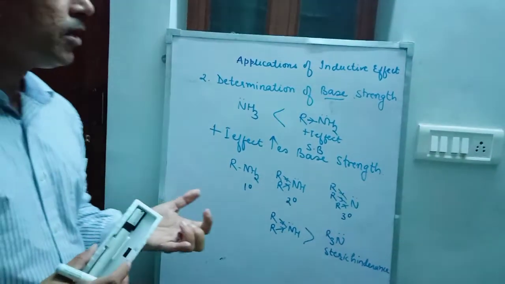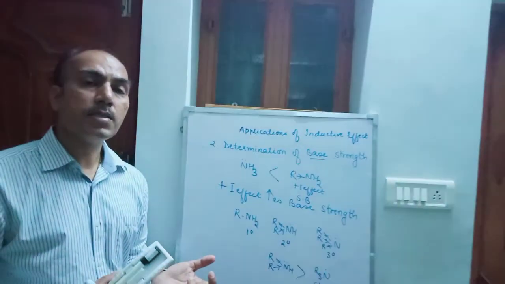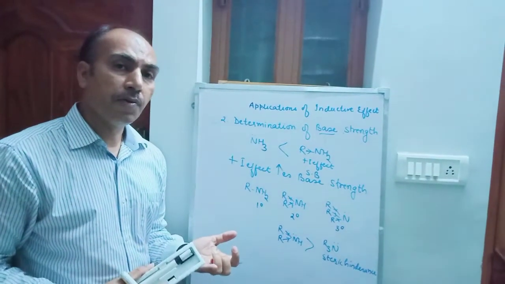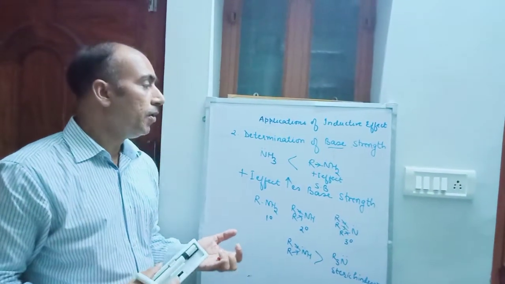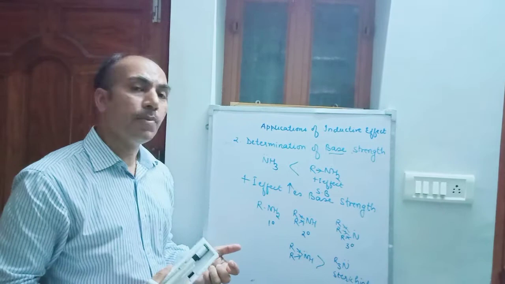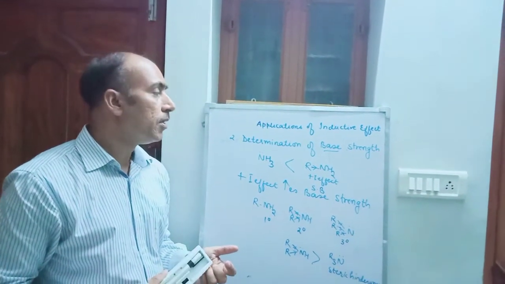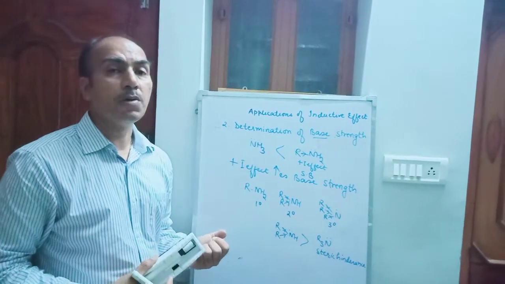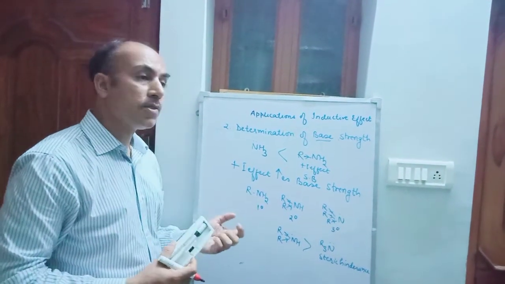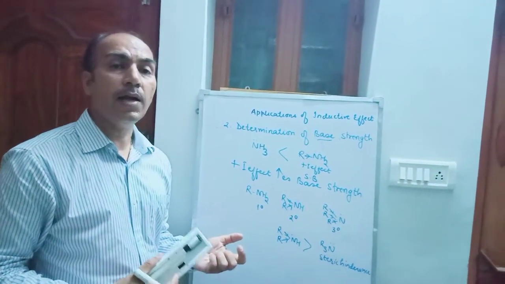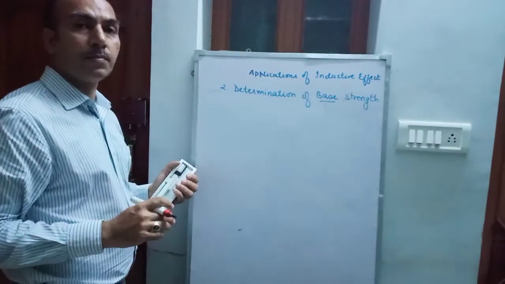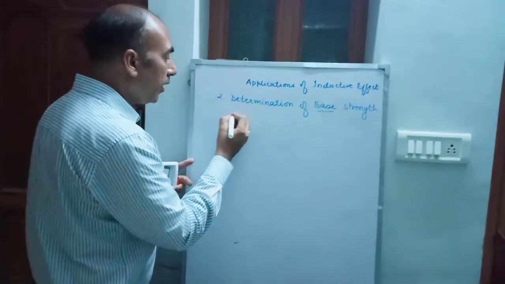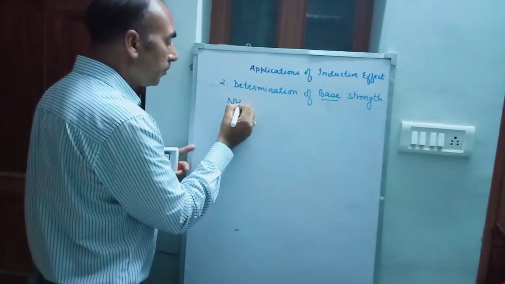See, after considering all the three factors, that is inductive effect, steric effect and solvation effect, we give the base strength of the methylamines and ethylamines. Mainly in exams, these types of orders are asked in the 1-mark question. What is the base strength order of the methylamines and ethylamines? See, in case of methylamine, this is the order.